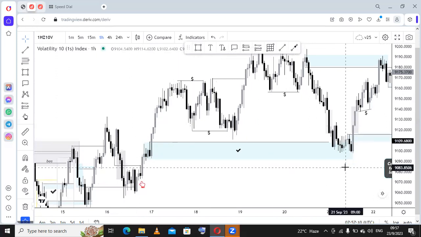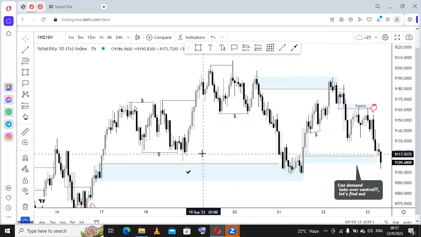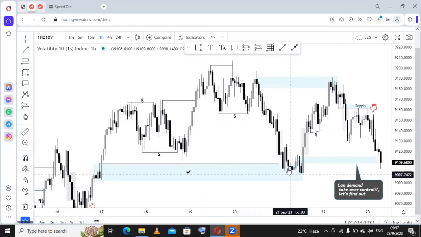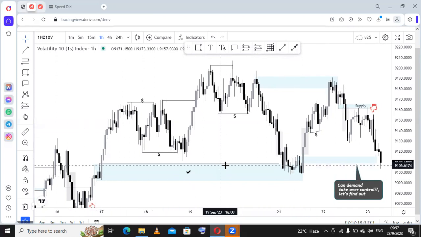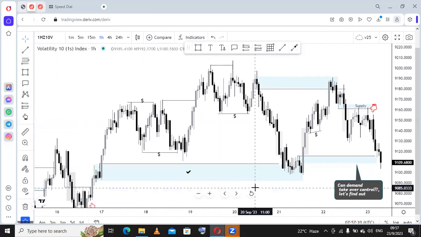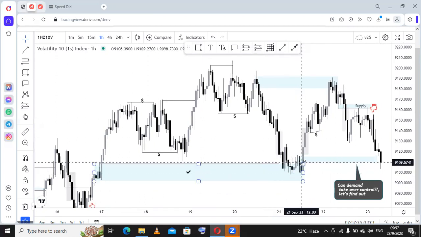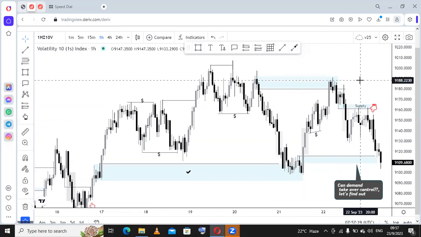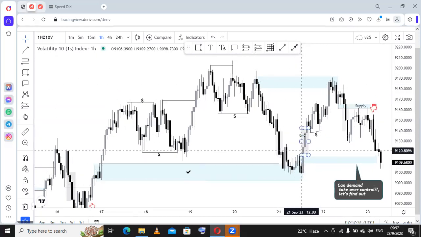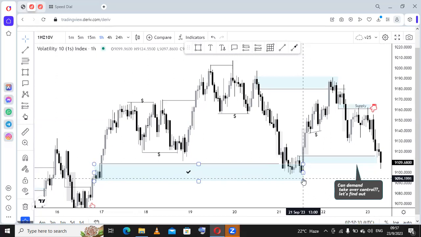So now after this, price came back here to tap inside of our demand. So now we have to look for buy. So there wasn't any entry in here, but price just took off. Okay. So when price took off, we did not get a chance to enter.